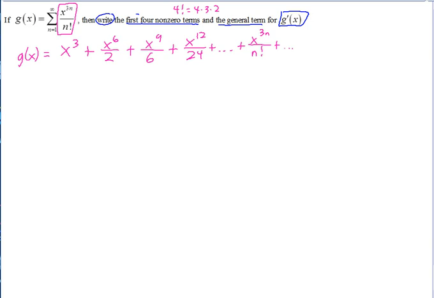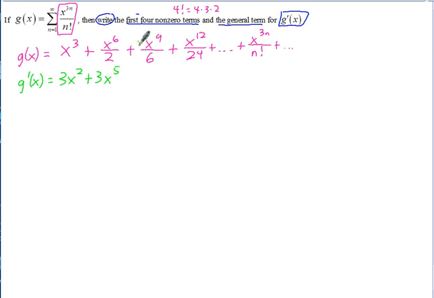Now it asks for g prime of x, so we just take the derivative using the same derivative rules we already know. Derivative x cubed using the power rule would be bring down the exponent 3 and reduce the exponent by 1, so 3x squared. Same thing on each of these. Bring down the 6, but divided by 2, that's 3. Reduce the exponent by 1, that's x to the fifth.